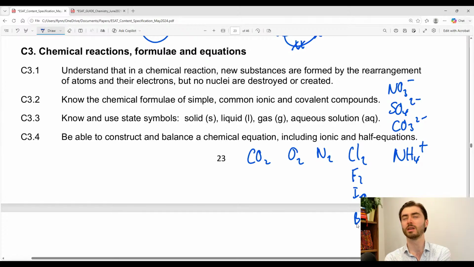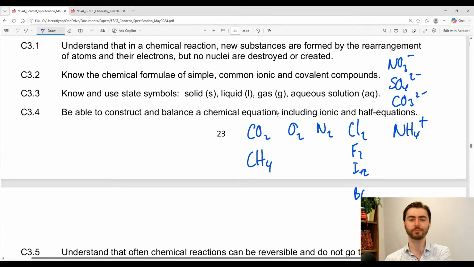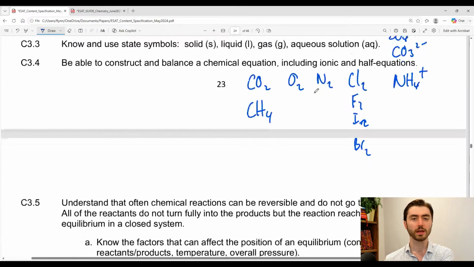For instance, methane, I would put in there. Ethane, sort of your simple organic molecules, I think you should definitely know. And the rest of it, I think, we'll see how we go. So solids, liquids, gas, aqueous, I think you're familiar with. Construct and balance a chemical equation, including ionic and half equations.